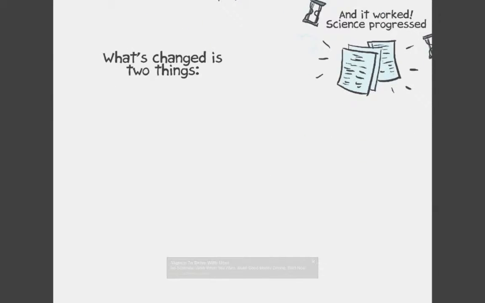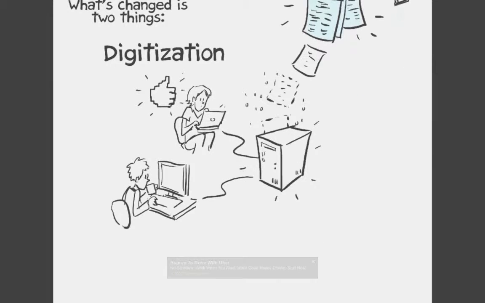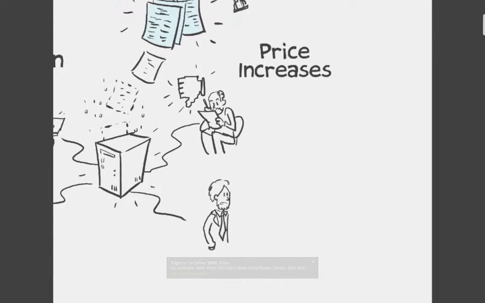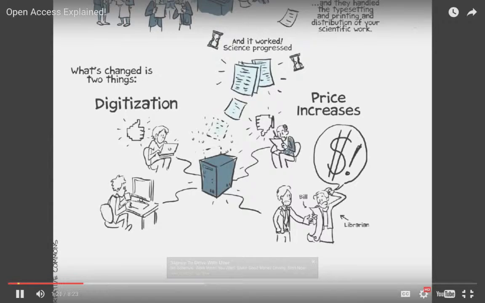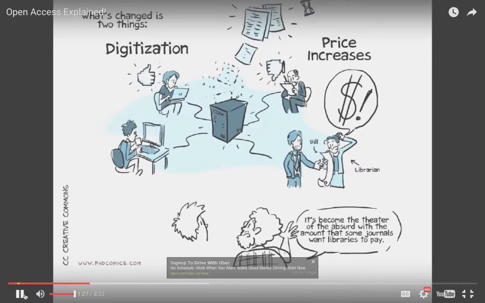And what's changed is really two things, in essence. First is digitization. You can now do everything electronically instead of printing it. And the second is that the journals started ratcheting up the price of subscriptions to many of their journals. And so those two things came to a head where it's become almost the theater of the absurd.